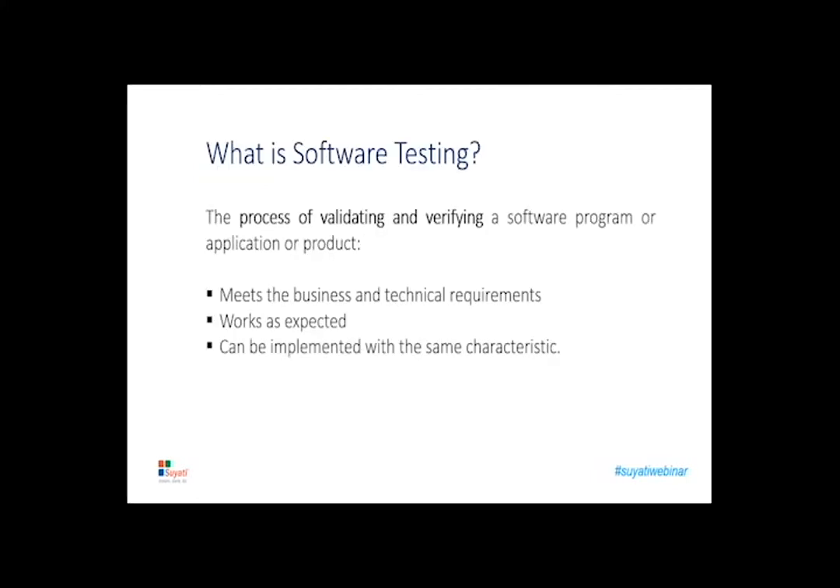So now we shall start with software testing. What does software testing mean? It's a process of validating and verifying a software program, an application, or a product. I shall now explain what validation and verification mean. Verification means, are we building the system right? Validation means, are we building the right system? Hence, by testing a software, we validate and verify whether it meets all the business and technical requirements, whether it's working as expected, and whether it can be implemented with the same characteristics.